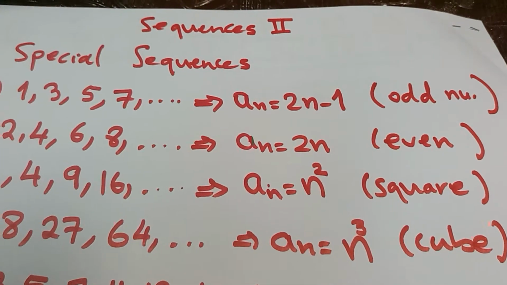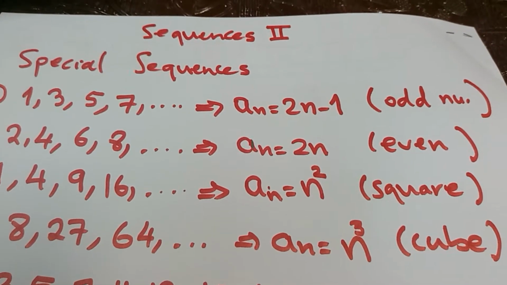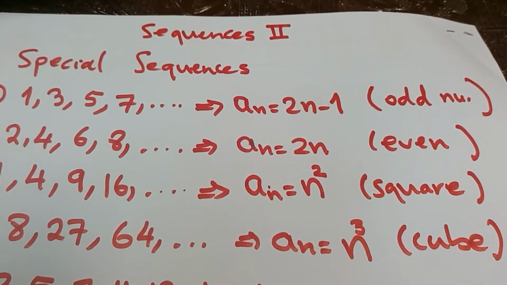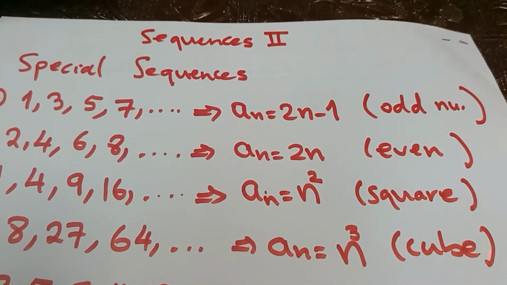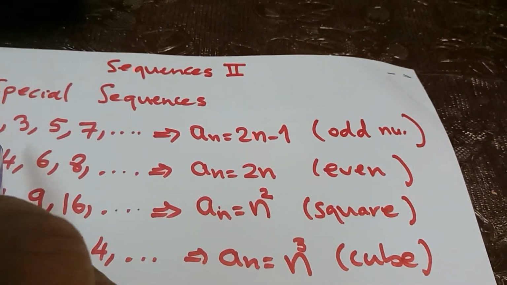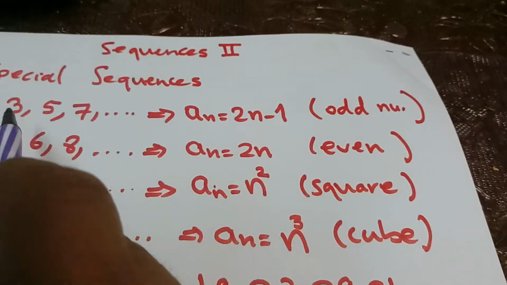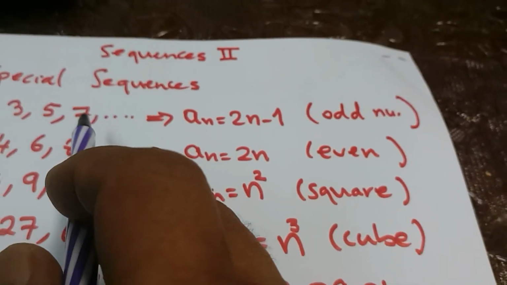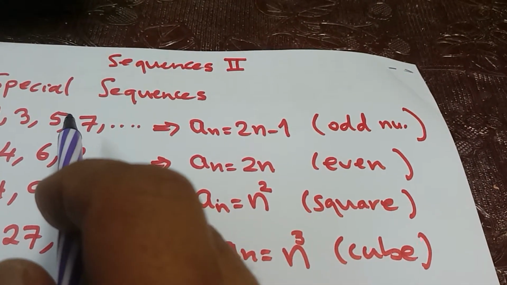This is the second video about sequences. Here we'll talk about two things. First, some special sequences, and then we'll go for the geometry. Okay, if we take a look at the first sequence, this is 1, 3, 5, 7, and so on. The difference is 2 always. So you can think about this as an arithmetic sequence.